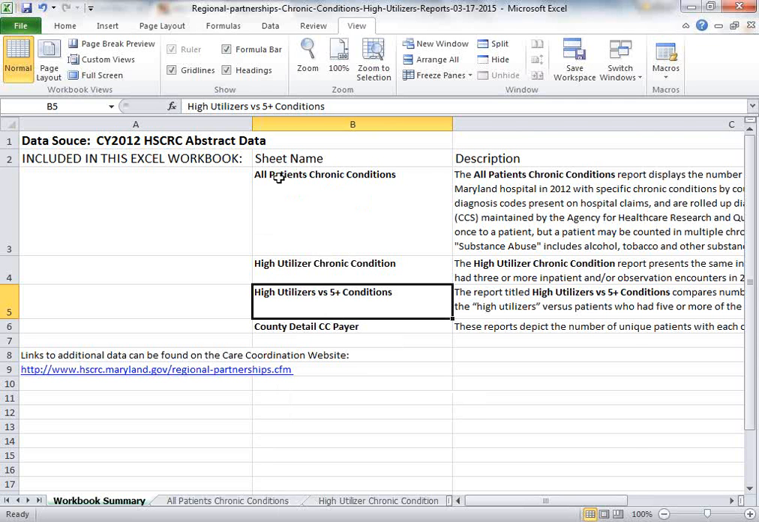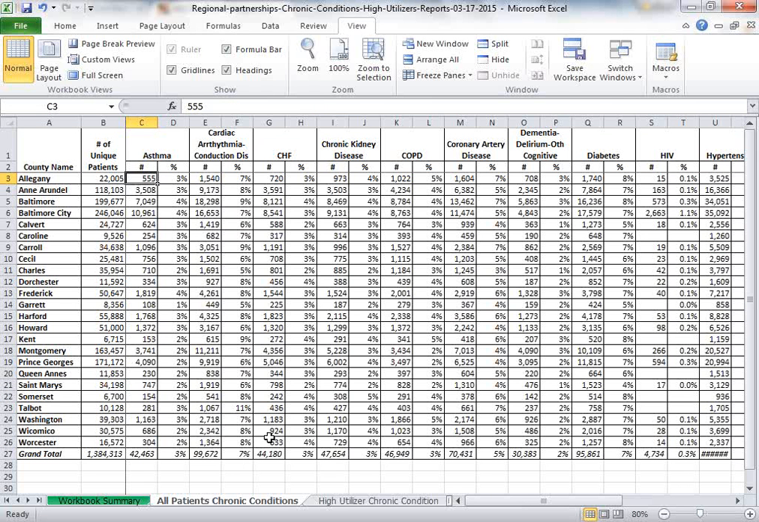So this first sheet is the all-patient chronic condition report. This displays the number of unique patients that had any encounter with a Maryland hospital in 2012 with specific chronic conditions by county. So, for example, in this first column B, we have Allegheny County, and there were 22,005 unique patients that were seen with one of the 16 chronic conditions listed.